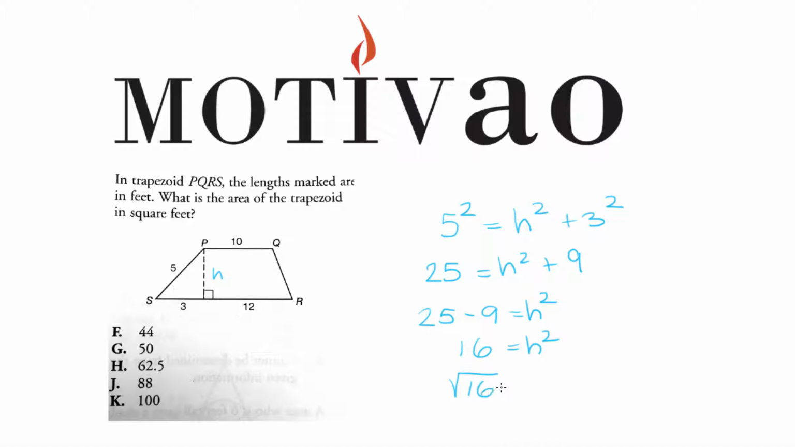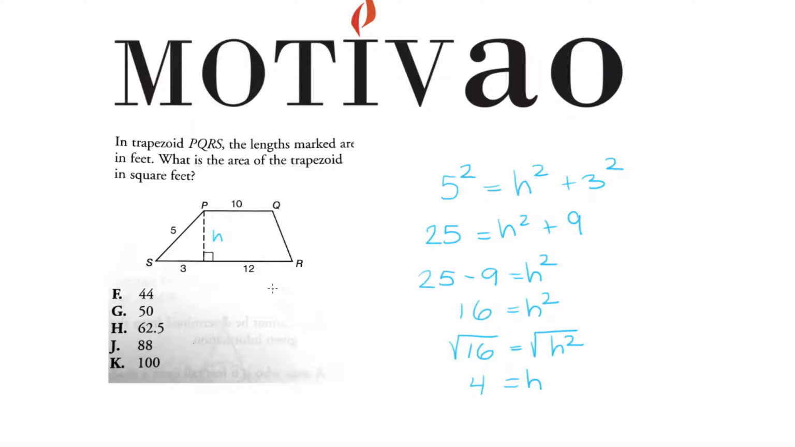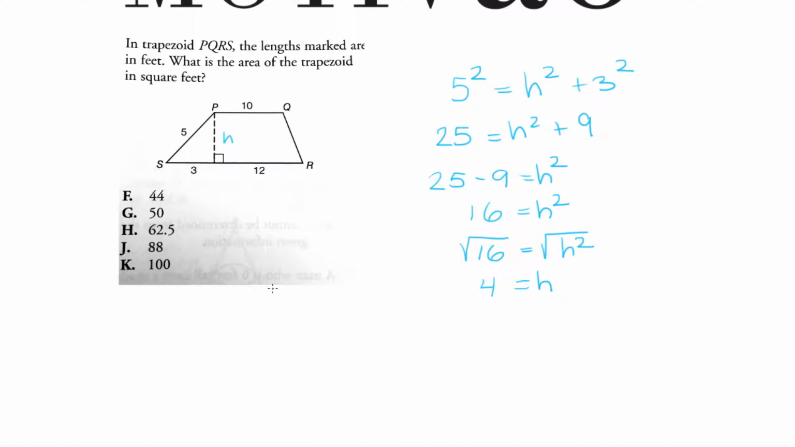Remember that for a length, it is not needed to have a plus or minus because it's a length. Now the square root of 16 is 4, and you're left with h. Okay, and just like I said, h is 4. Now that you have the height, now you can find the area.